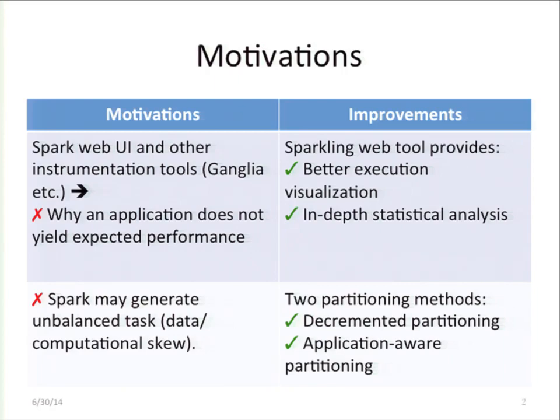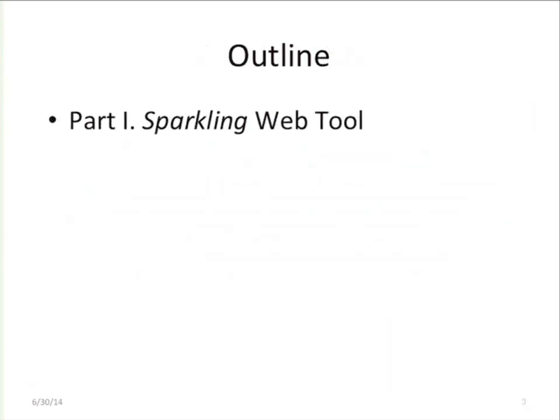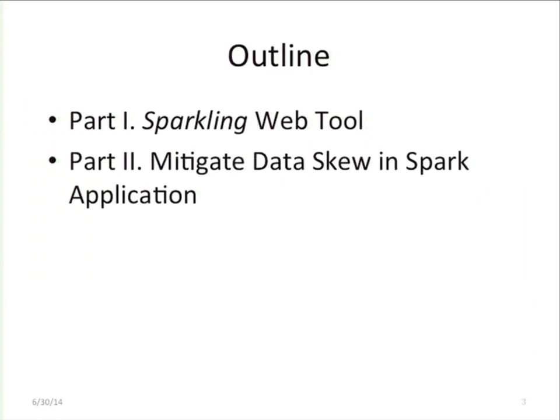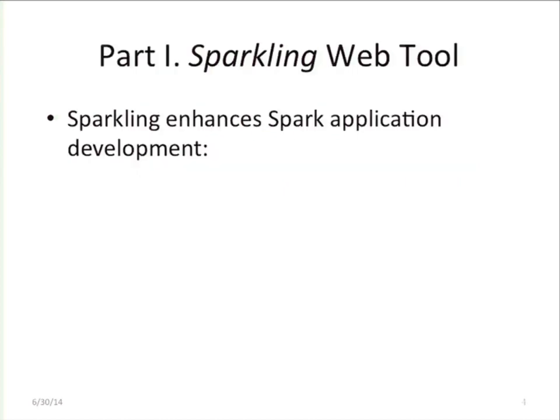So in order to solve that problem, we have proposed 2 partitioning methods, one called decremented partitioning and the other called application-aware partitioning. During the rest of the presentation, I'd like to divide the content into 2 parts. In part 1, I want to talk about the Sparkling Web tool, and in the second part, I want to talk about how we mitigate data skew in our own Spark application.